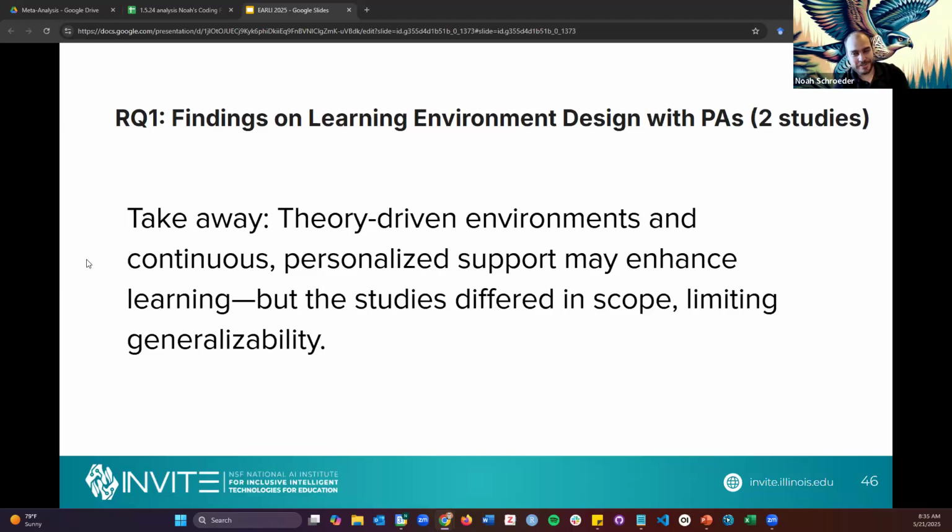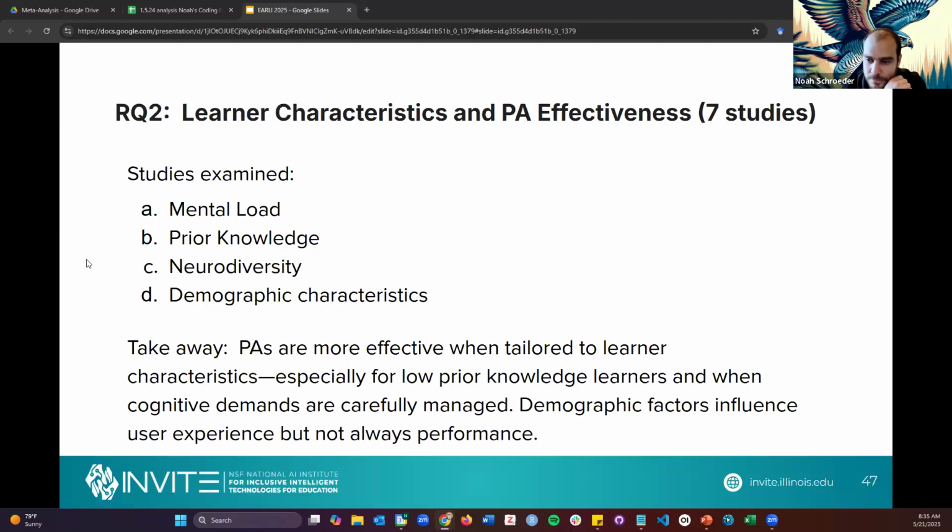So findings in regards to the learning environment itself, if you remember, this is the high level of that PACU framework, the conditions of use framework. We only found 2 studies, and the general takeaway was that theory-driven environments were effective. Like we should use educational theory and good pedagogy to design the environments. Nothing rocket science here, right? We would have assumed that was the case, and with only 2 studies, it's hard to make large conclusions.